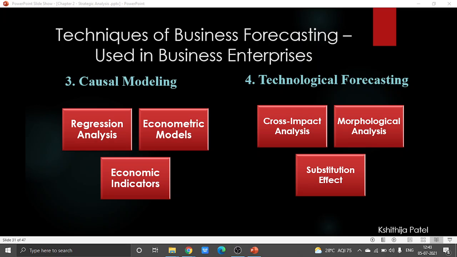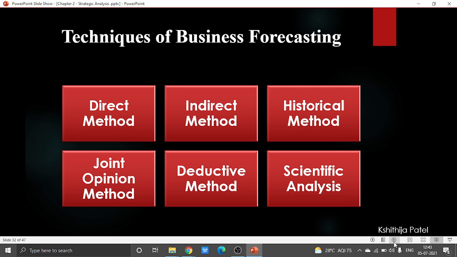So these are one type of business forecasting method, where we have divided it on the basis of four: qualitative, quantitative, causal modeling and technological forecasting.